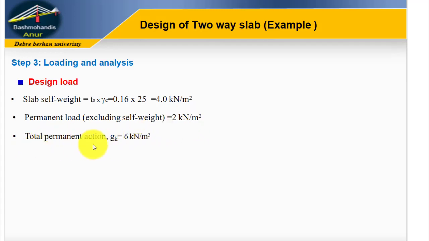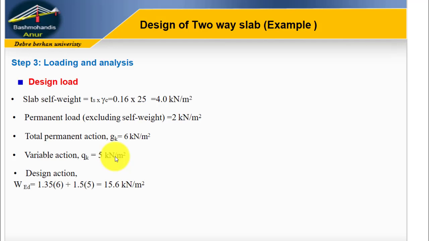Remember, this is total characteristic permanent action. You have to add here characteristic. Okay. Variable action, which is a live load, equals 5 kilonewton per meter square. Okay. Now the design load wEd equals 1.35 times characteristic permanent action plus 1.5 times characteristic variable action, which is 5 kilonewton per meter square. Therefore, this equals 15.6 kilonewton per meter square.